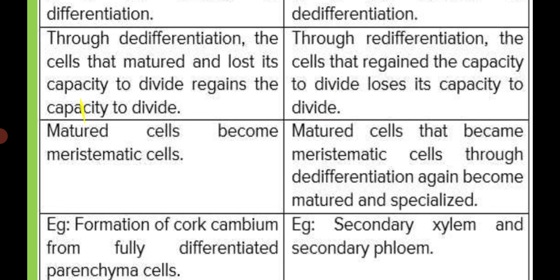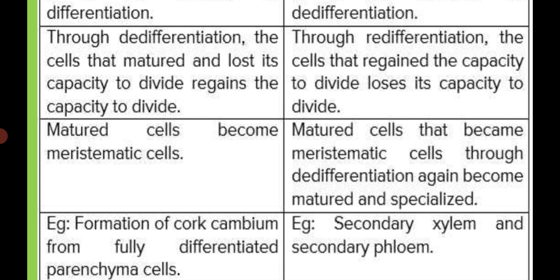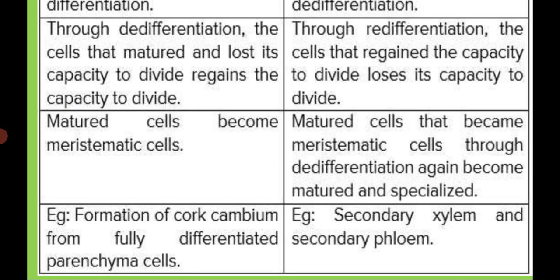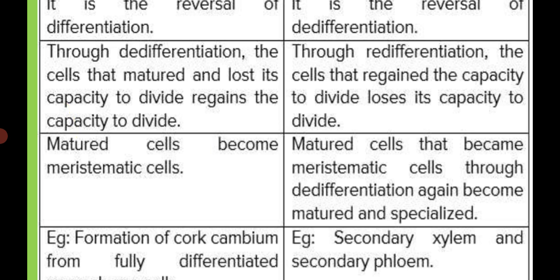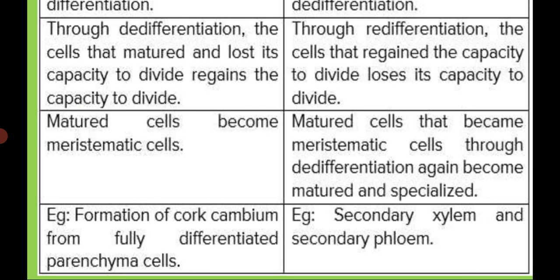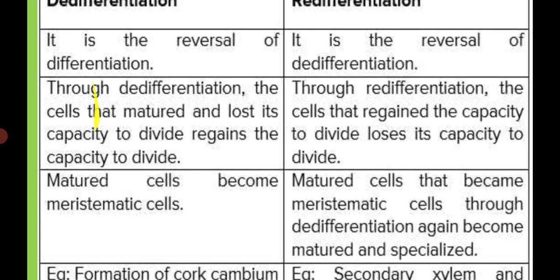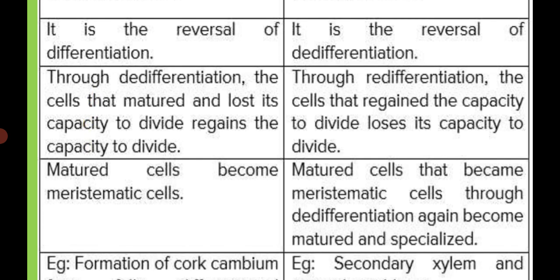Example of de-differentiation is that a matured cell becomes a meristematic cell. In re-differentiation, a matured cell that became a meristematic cell through de-differentiation again becomes matured and specialized. Formation of cork cambium from fully differentiated parenchymal cells is an example of de-differentiation. Secondary xylem and secondary phloem are the examples of re-differentiation.